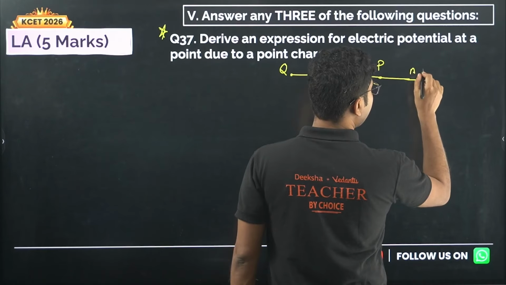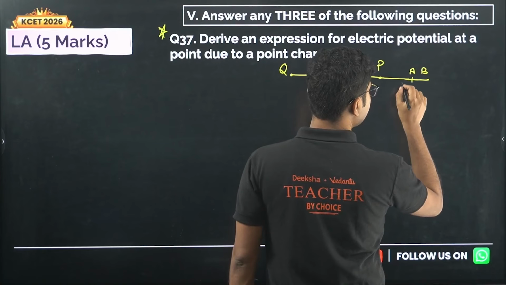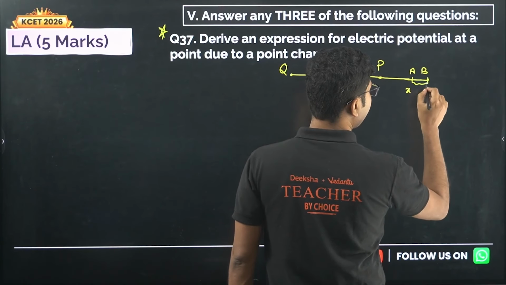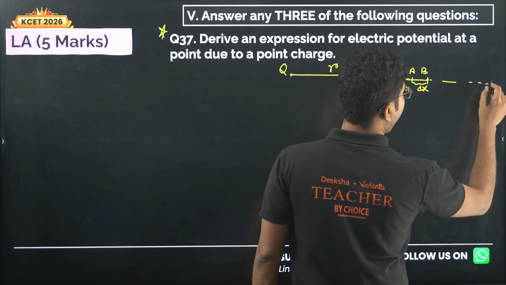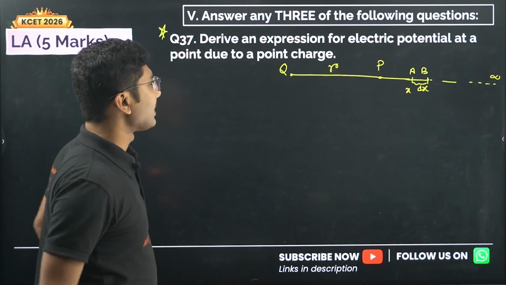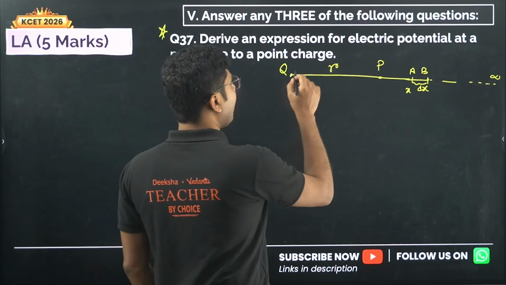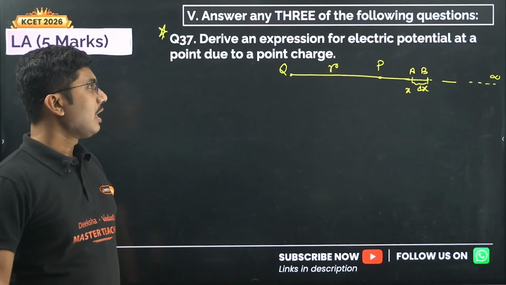So A, B, so this is say at a distance x, the distance between A and B is dx, and say this is infinity. Now let us understand the problem. We are trying to find the electric potential at a point P.